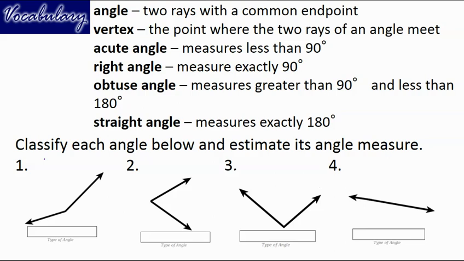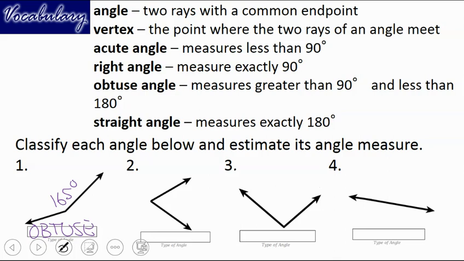So we're going to classify this first one, number one, that would be obtuse. It's obtuse because it's a big angle. It's bigger than 90 degrees, bigger than a right angle. And if we had to estimate its angle measure, we know a right angle is 90. We know a straight line is 180. I would guess this, and I'm going to say this is 165 degrees because it's almost a straight line. It's close, but it's not right there.